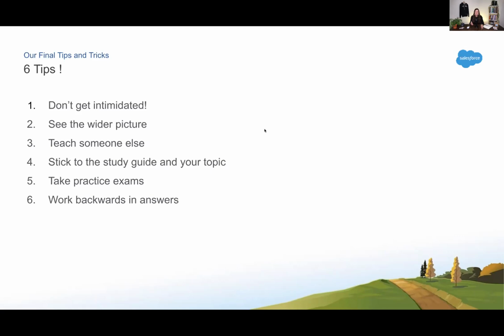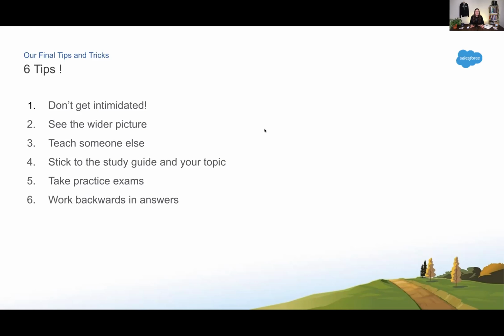Number three is to teach someone else. This is why we really recommend studying in a group or with friends, because it's a great way to learn. It not only puts you under pressure to actually understand the topic well enough to teach it, but having someone else to ask you questions forces you to dig deeper into your own knowledge and understanding. Plus, it's a great way to pass on what you've learned and potentially change someone else's life. Who knows?